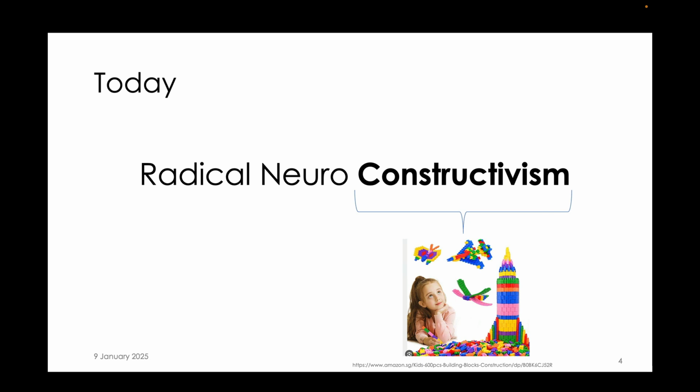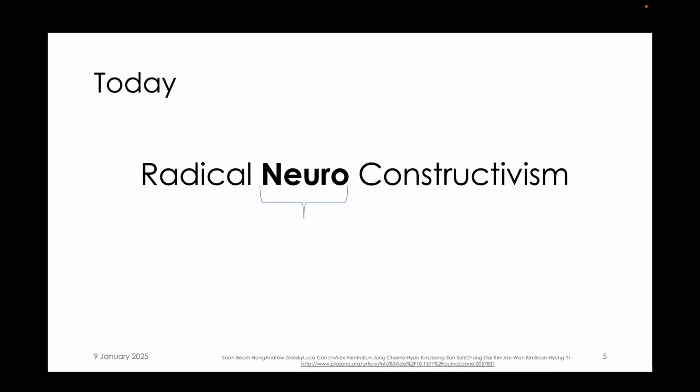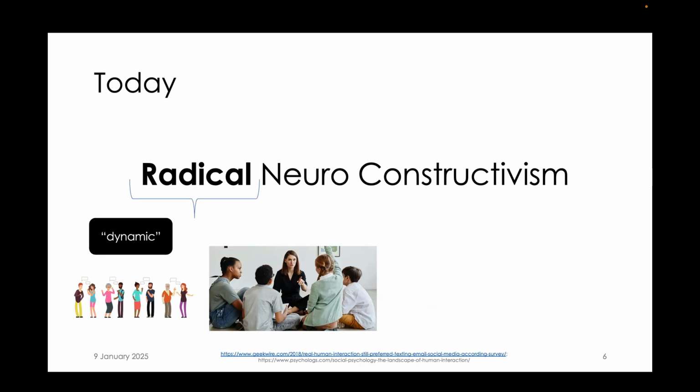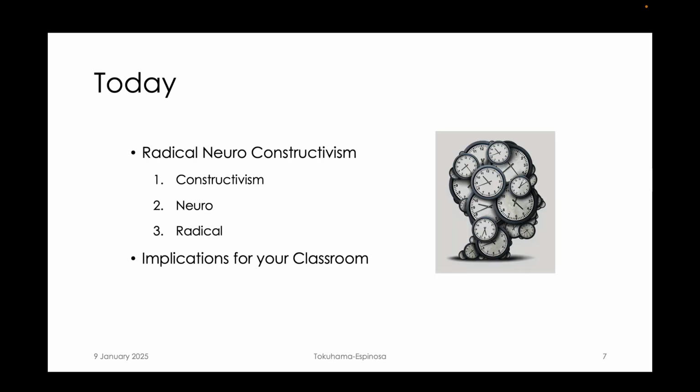Today, we're going to just have 3 items on the agenda. We're going to look at this big word, radical neuroconstructivism, and break it down into its 3 parts. We're going to begin at the end. So we're going to talk about constructivism, then we're going to talk about the neuro elements, which include the networks, and then radical in the sense of being dynamic and ever-changing. We're going to then try to apply this into your classroom. What does this mean for teacher education?